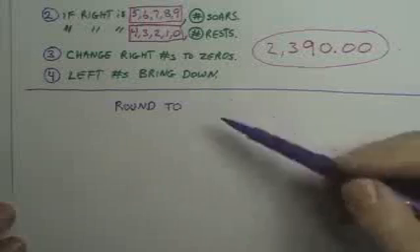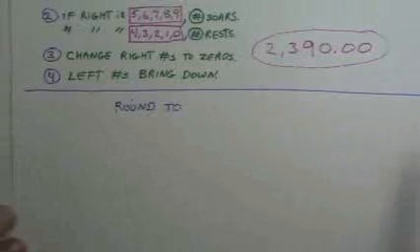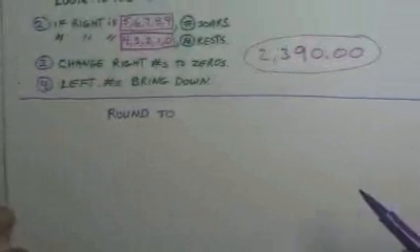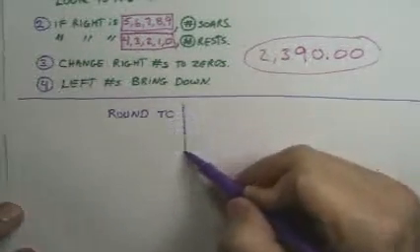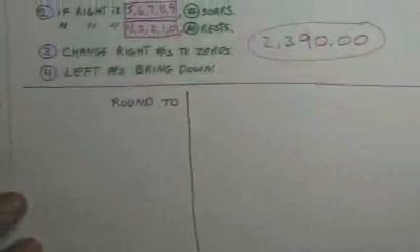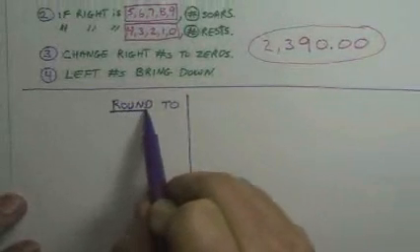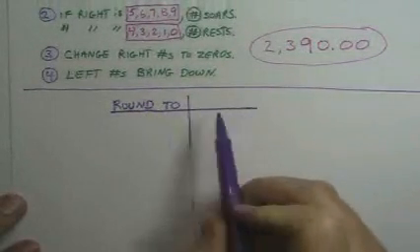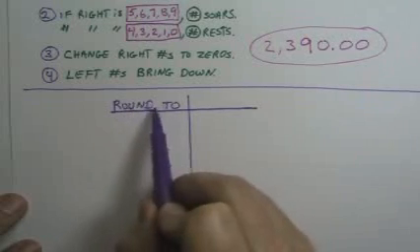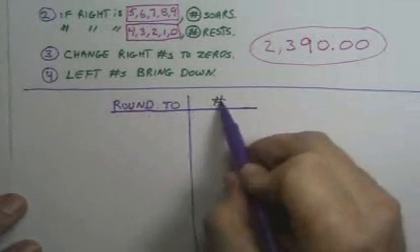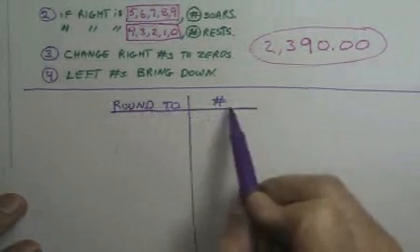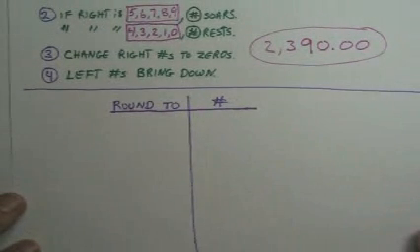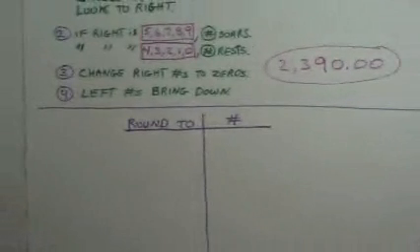Okay, you should still have room down the bottom of the page. Let's go ahead and draw a line going across. We'll do some examples right down here. We're going to write round to on this side, and then we're going to write the number over here. Round to and number, or the pound symbol.